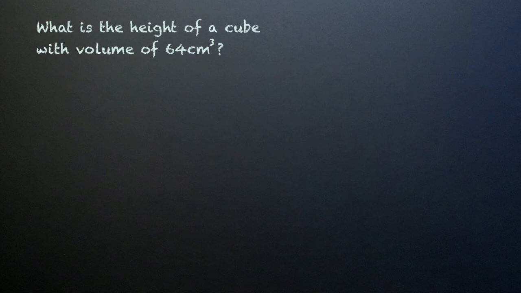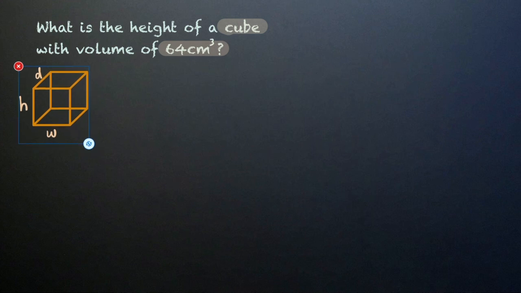So what is the height of a cube? We know a cube is a three-dimensional square with a volume of 64 centimeters cubed. A cube's going to look like this. It's a three-dimensional square, like I said, where we're going to have width and h, which is the height of it, and depth, which is how deep it is or how far back it goes. One of the characteristics of a cube is that all those measurements are going to be the same.